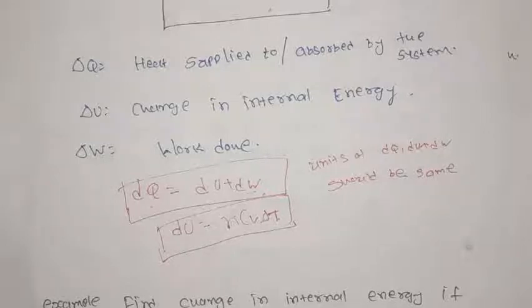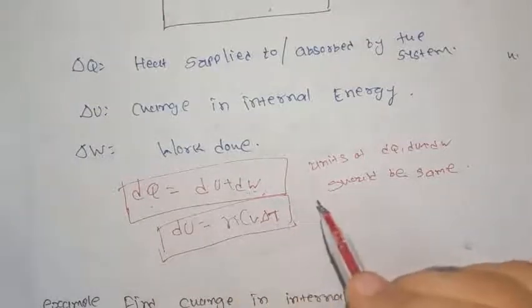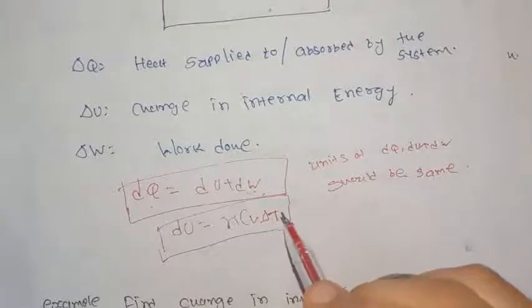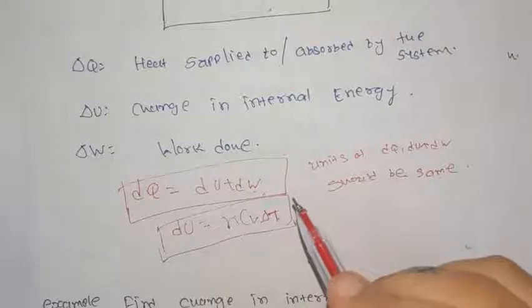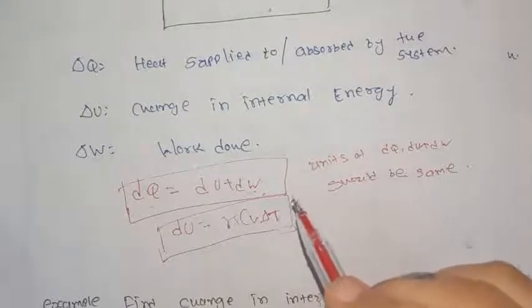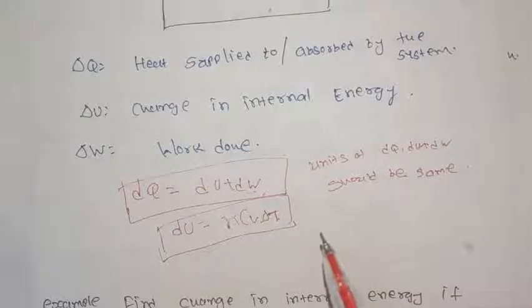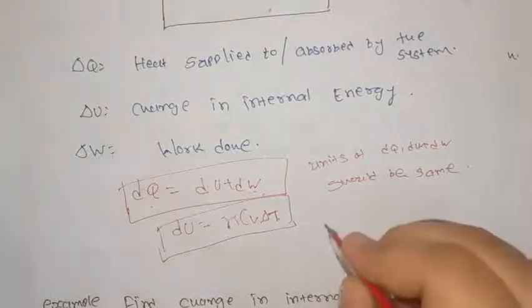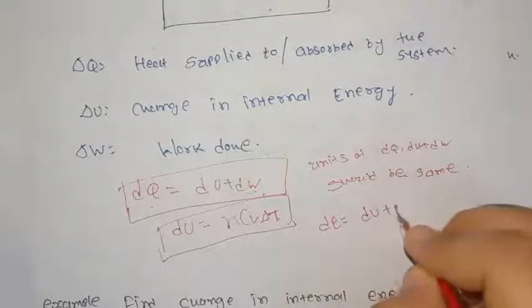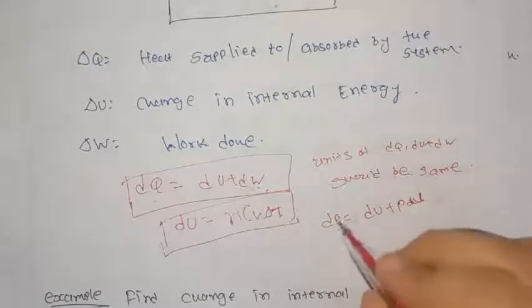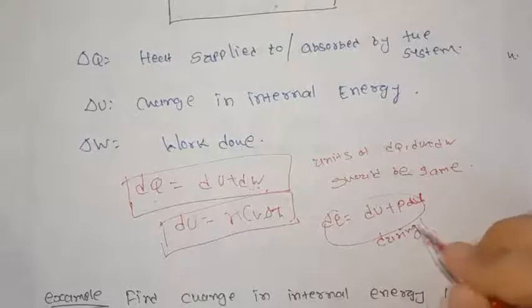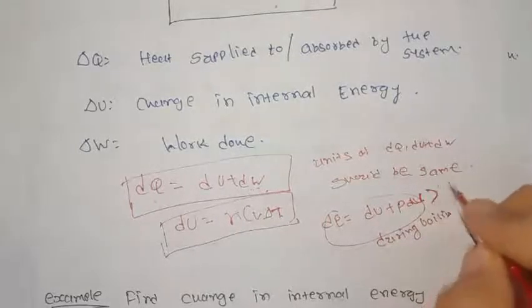Even when volume is not constant, dU is taken as nCv delta T only. During melting, the change in volume is neglected. Therefore, delta W is 0, then delta Q is equal to delta U. But during boiling, the change in volume is not 0. So dQ will be equal to dU plus P delta V. This is during boiling, and this will be greater than the dU.